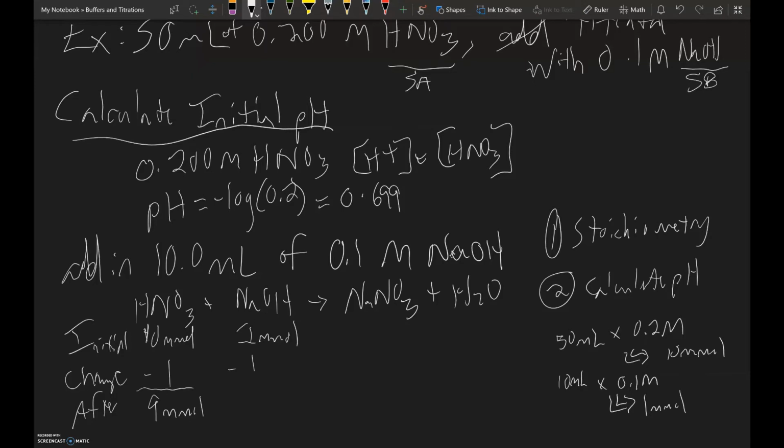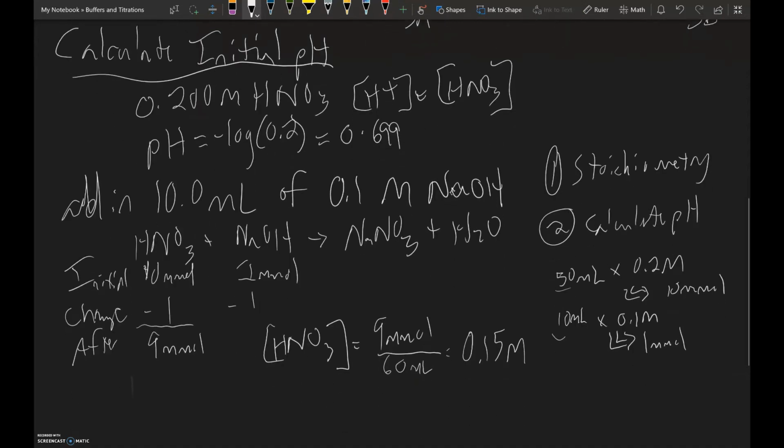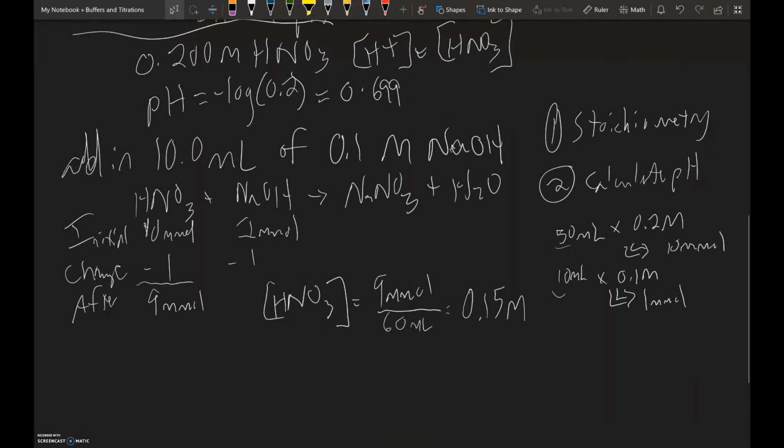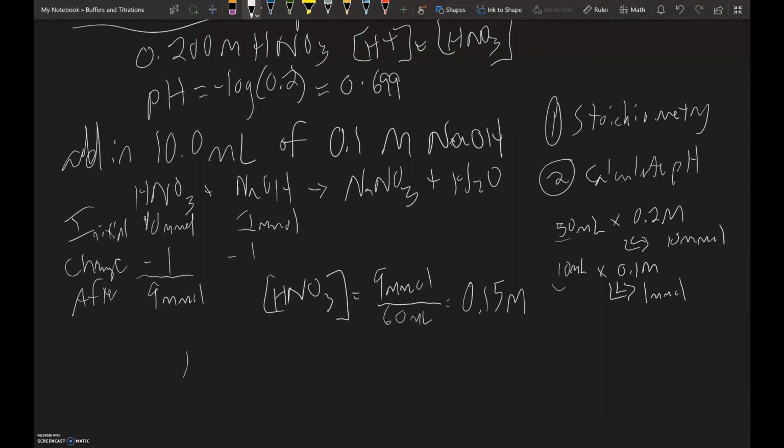So we could add the other side, but it's not necessary because we know that nitric acid is a strong acid and the pH is dependent on its concentration. So we're going to figure out the concentration of nitric acid. So we're going to take the 9 millimoles and we're going to divide it by the total volume, which was 50 plus 10, so that's 9 divided by 60 milliliters here. So 9 divided by 60 gives me a concentration of 0.15 molar.